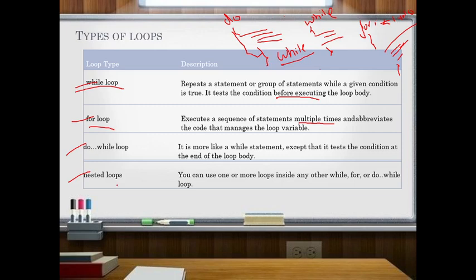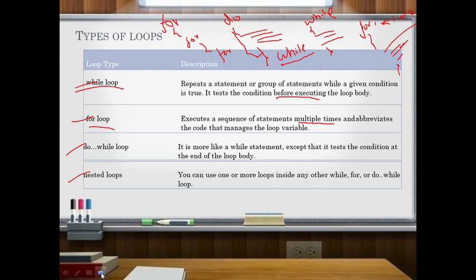Similarly we use a nested loop. Nested loops are like the nested if statement we discussed in conditional statements. Similarly, within a for loop, if you have many for loops or many while or do while loops, we call it nested loops.